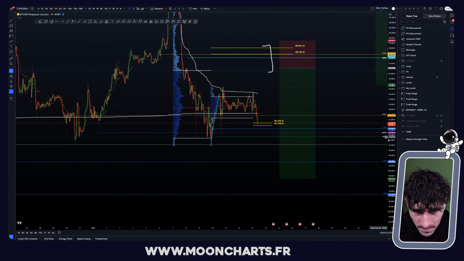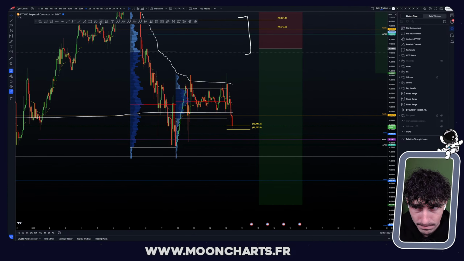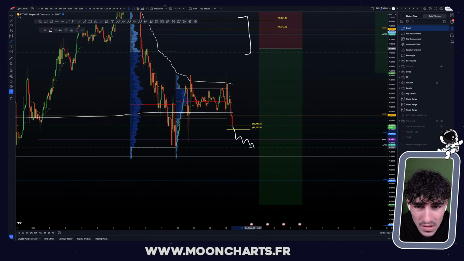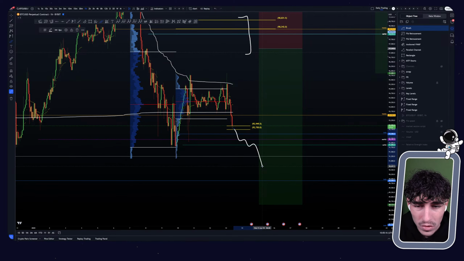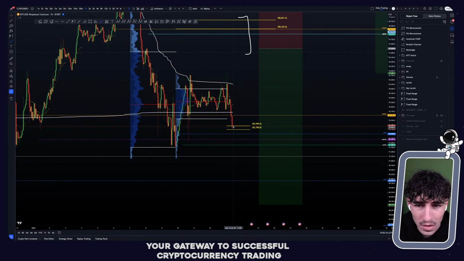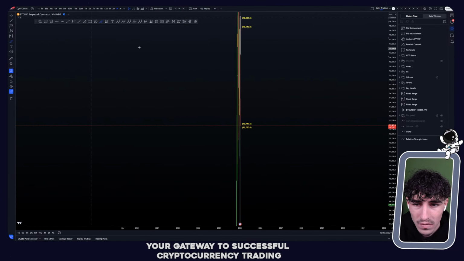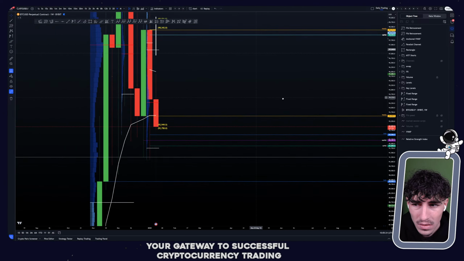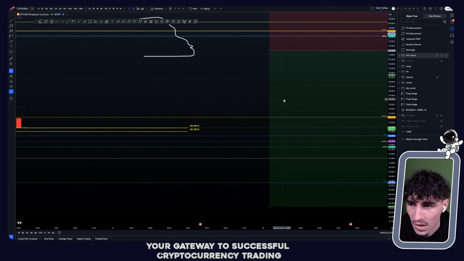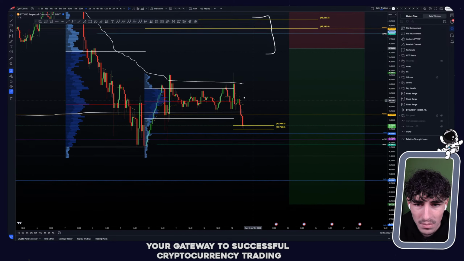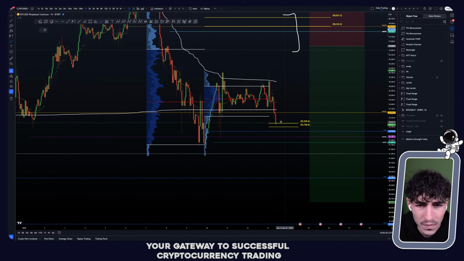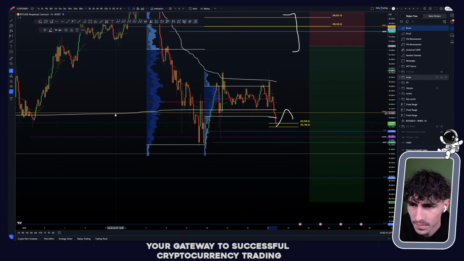So if we go below here, I'm not interested in any long. I'm going to look for a new low to be made. Now I'm going to look for a long if we manage to reclaim. So what is that weekly level here? Okay, so if we manage to reclaim basically the weekly level here and the value low. Okay, so this value low here.